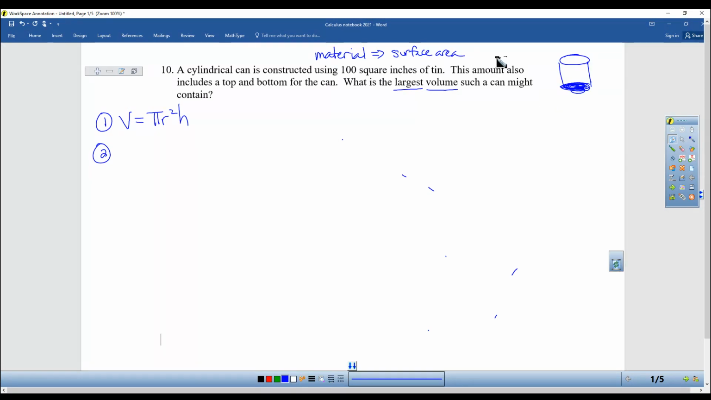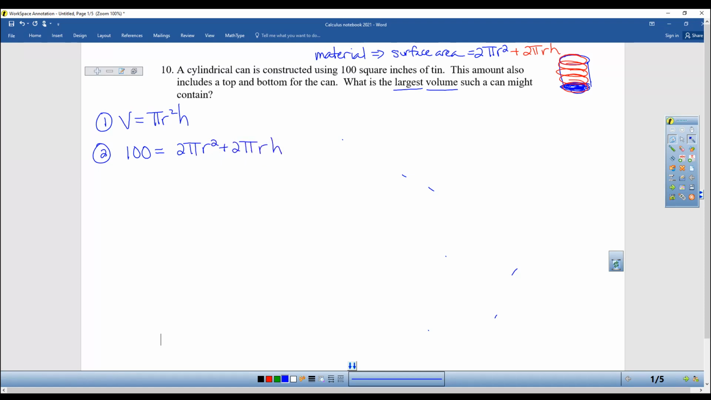The surface area of a cylinder is the bottom and the top, which are both circles, so pi r squared, and there's two of them. And then you have the lateral surface area. You have a circle that continues all the way down. So 2 pi r, which is the circumference, times h. In this case, we have 100 square inches of tin, and we need to cover the entire surface area.